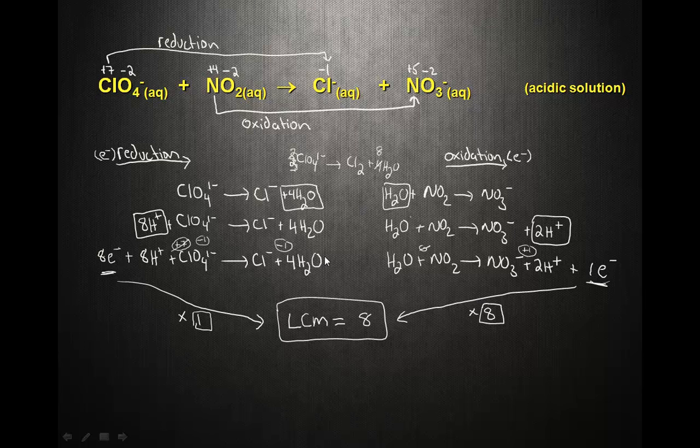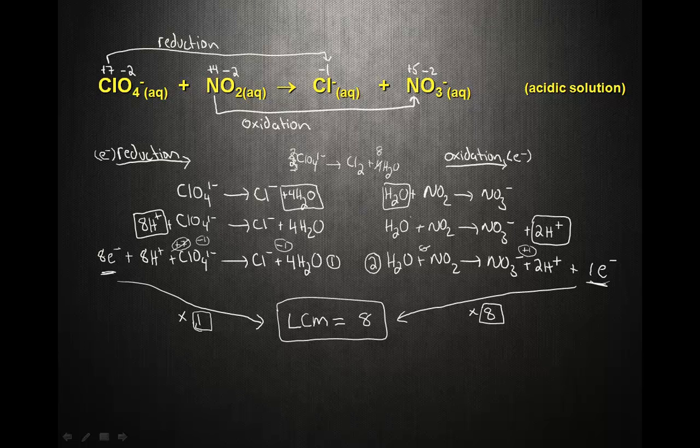It looks sort of more like Hess's law. What I want you to do is let's call this one equation 1 and this one equation 2. So what we really need to do is multiply equation 2 by 8 and equation 1, this one, by 1.